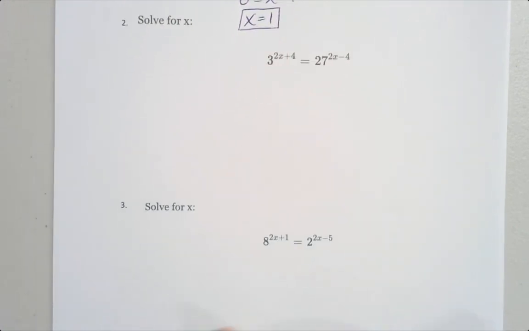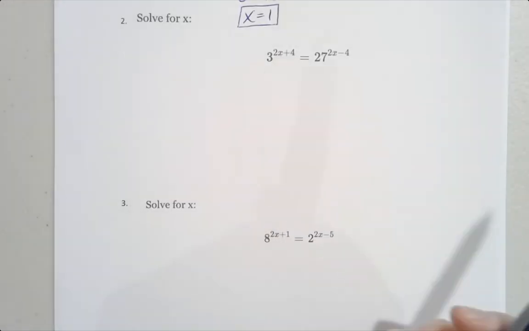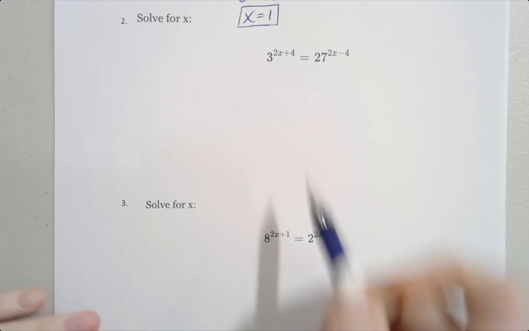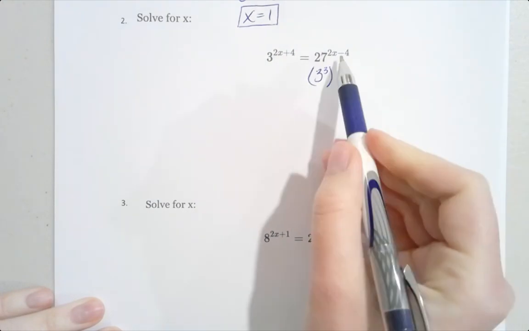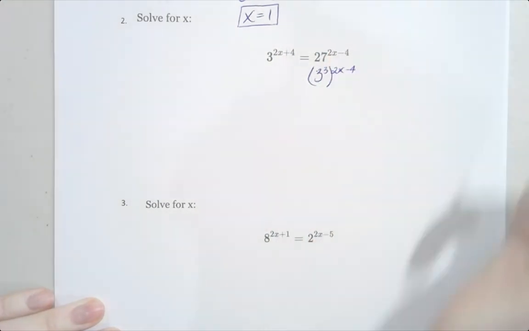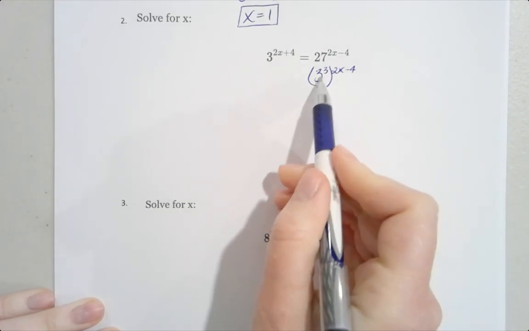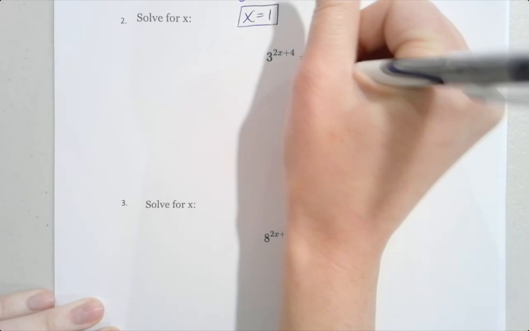All right, for example number 2, I'm looking at these two bases. They're not the same. I'm thinking of numbers that I can turn them into. I know that 3 can't get any smaller, so let's see if we can make 27 smaller. And if you're remembering from just working with exponents in general, 3 to the third gives me 27. So I'm going to rewrite 27 as 3 to the third. And again, I'm going to keep the rest of this exponent because I'm not trying to change the problem. I'm just trying to change the way that it looks. So I've got 3 to the third still giving me a 27, all still raised to the 2x minus 4.